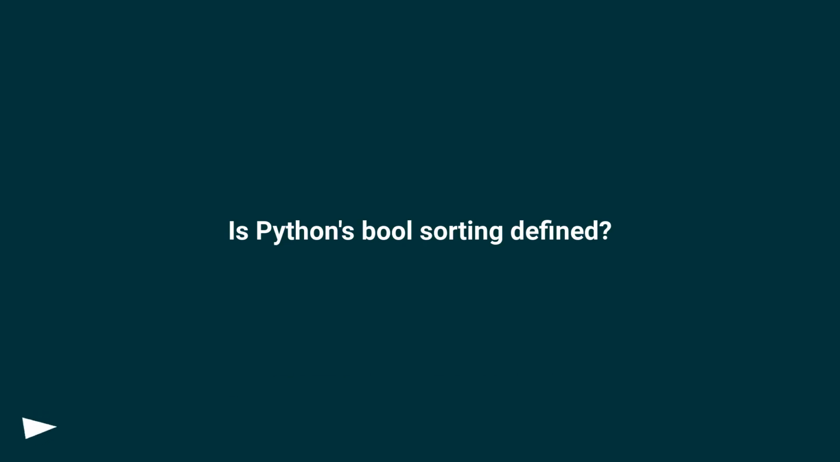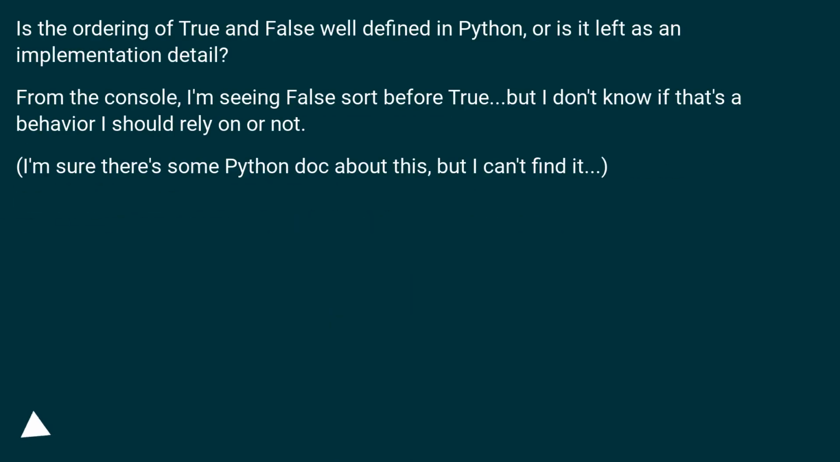Is Python's bool sorting defined? Is the ordering of true and false well defined in Python, or is it left as an implementation detail? From the console, I'm seeing false sort before true, but I don't know if that's a behavior I should rely on or not. I'm sure there's some Python doc about this, but I can't find it.